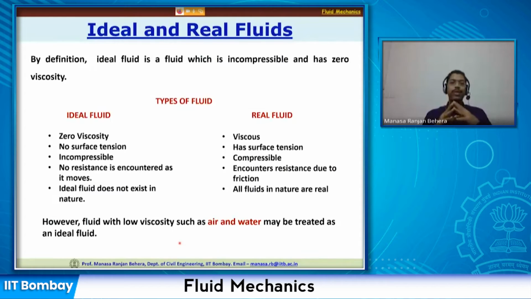However, for fluids with low viscosity, like air and water, where the viscosity is very less, our problem is actually not affected if we consider the viscosity as 0. Then we can assume the fluid is inviscid, or there is zero viscosity, and still solve the problem. So that's why we assume ideal fluid conditions. But if the effect is significant, then we are not supposed to assume such conditions. We have to take the actual condition and solve the problem.